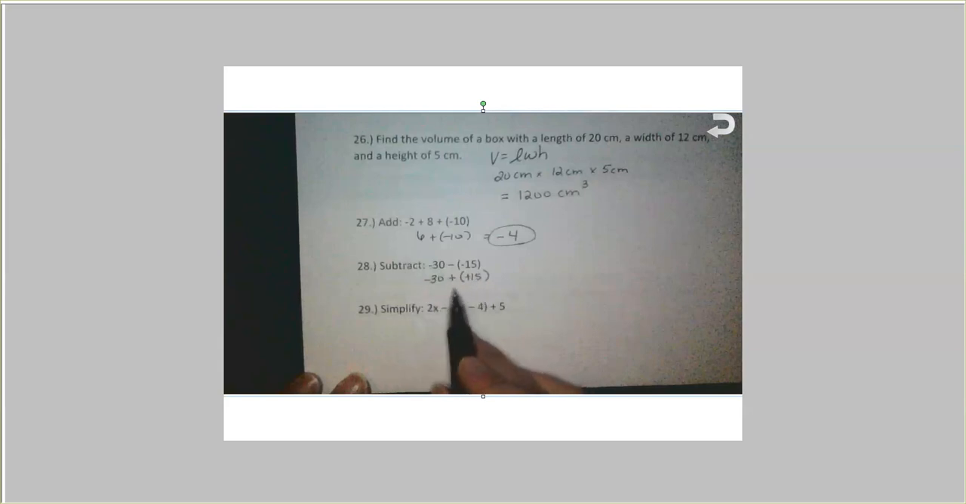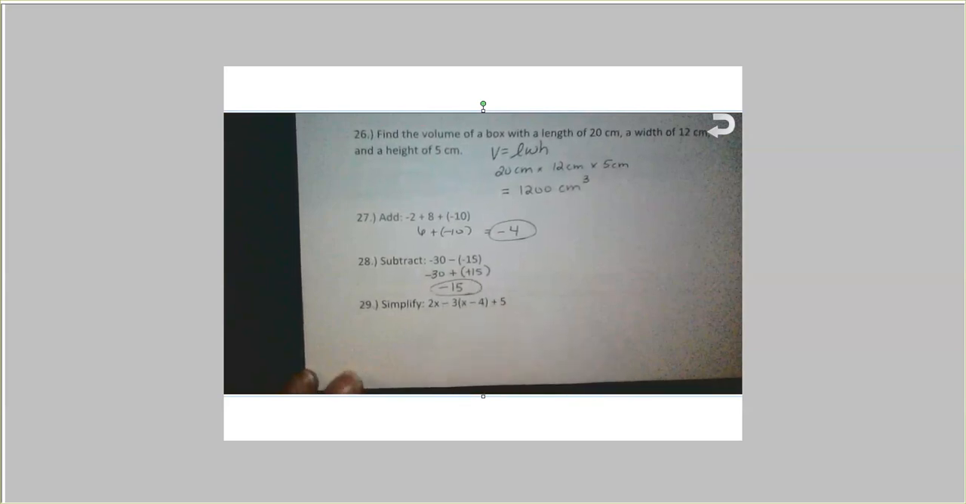Different signs. So we subtract those numbers. 30 minus 15 is 15. Take the sign of the higher number. 30 is bigger. It's negative. So my answer will be negative.